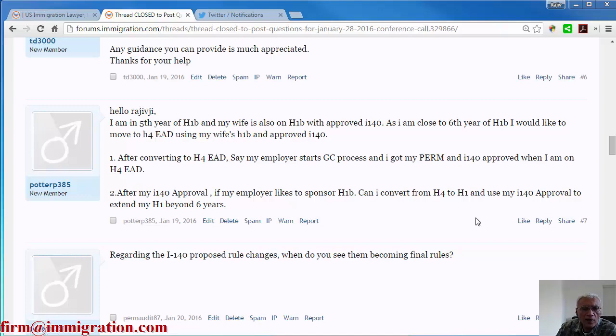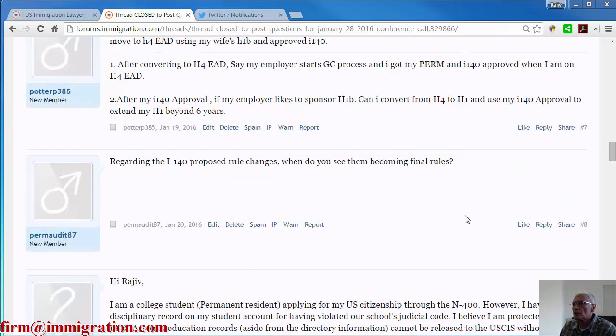Okay, next question is an important one, of course. The I-140 proposed rule change, when is that likely to become effective? We don't know. It could be just a couple of months, could be more. Remember, typically once the rule is posted, after the posting period is over, there's still comments.